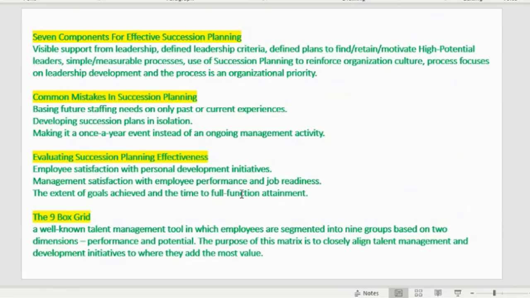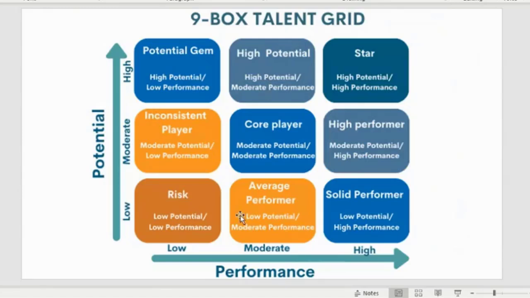Now, I want to talk about the 9-box grid. And this is a management tool where employees are segmented into 9 groups based on 2 dimensions, performance and potential. Now, the purpose of this matrix is to closely align talent management and development initiatives to where they add the most value. Now, this is what it looks like, and I have 3 different images for this.